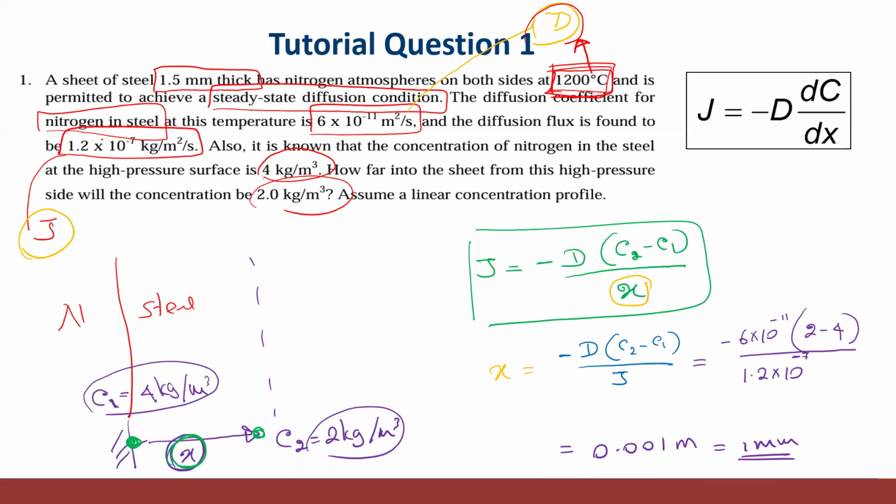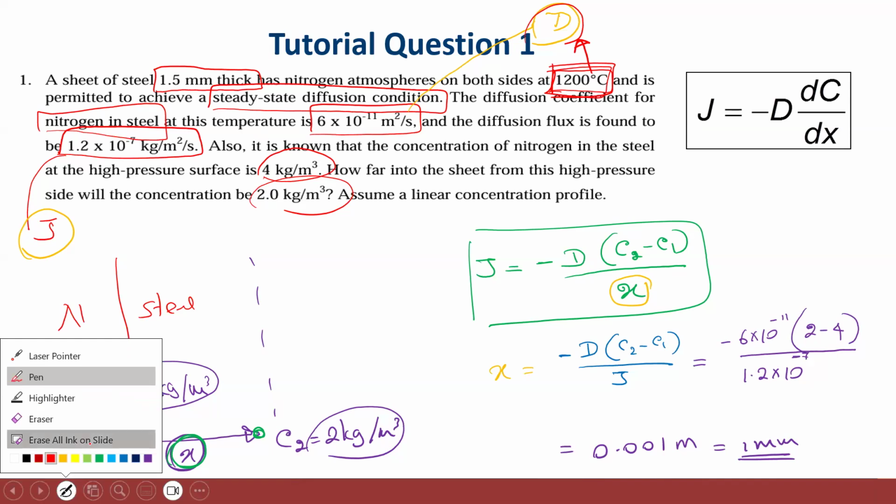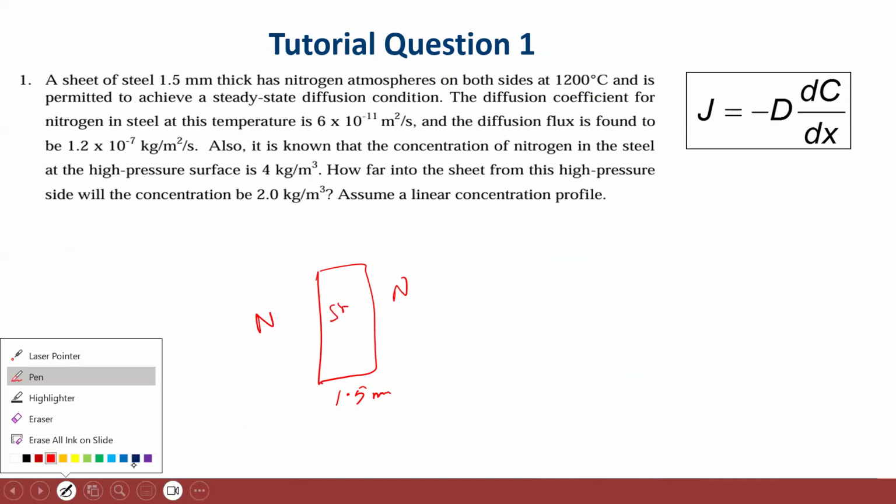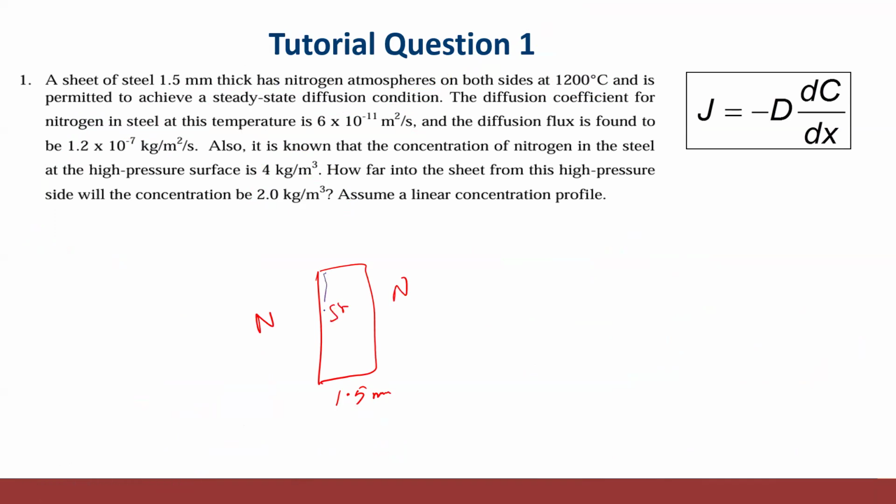This 1.5 millimeter is the thickness of the steel. So it's like this. We have a steel piece, which is 1.5 millimeter thick, and on both sides you have nitrogen. So we are looking at the concentration of only 1 millimeter somewhere here.